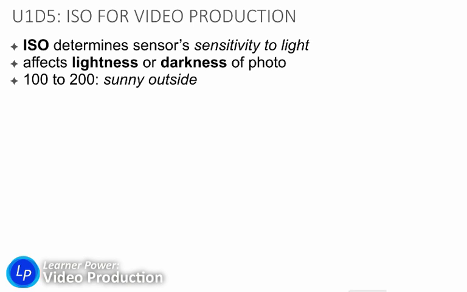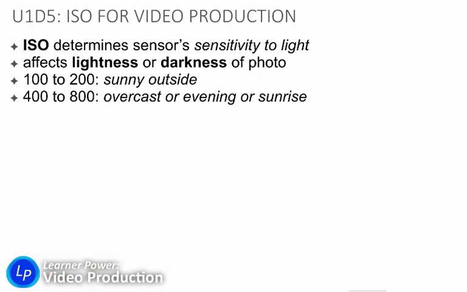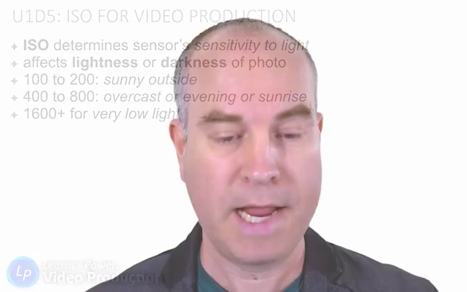If your ISO number is in the 100 to 200 range, that is equivalent to the amount of light of a sunny day for outside kinds of shooting. If you have a slightly more overcast day, or it's evening or sunrise, then you might need to do an ISO closer to 400 or 800. So larger ISO numbers are for less light conditions. And some cameras can go up to 1600 or 3200 or 6400 ISO. If you're shooting in very, very dark conditions, you need a higher ISO.